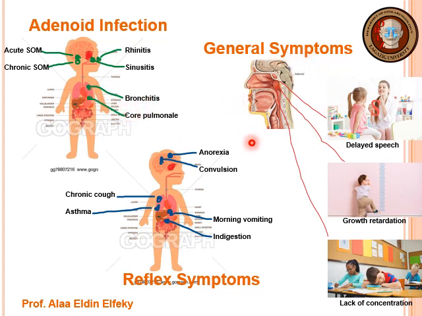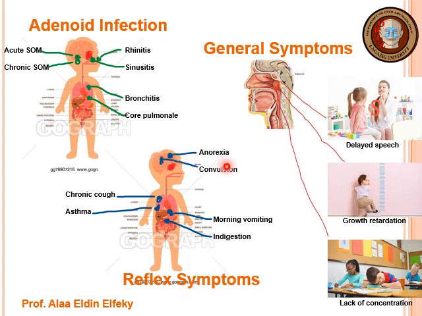What about the general symptoms? The patients usually complain of delayed speech, of course, because there is otitis media with effusion, conductive deafness, hypoxia during sleep, so delayed speech. Also growth retardation. This is the scale, and this child is under growth. Also lack of concentration. There is hypoxia during sleep, there is mouth breathing, there is conductive deafness, so there is usually lack of concentration.